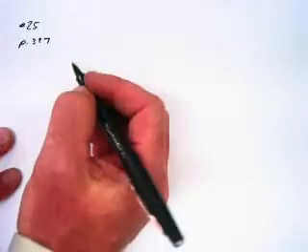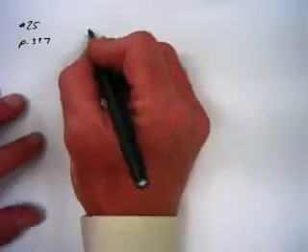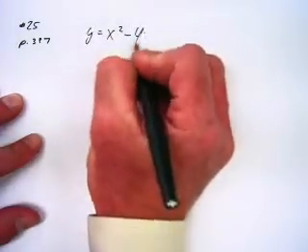Okay, let's move on. We were supposed to do up to 25, every other odd, I think. So I'm going to do number 25 here, on page 387. Number 25 on page 387 is y equals x squared minus 4x.